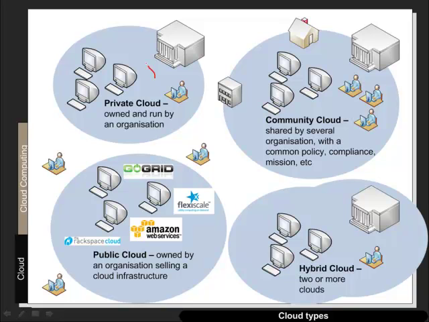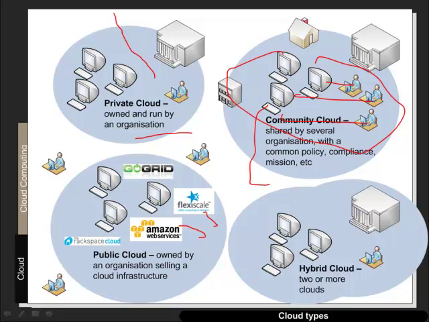So that gives us the concept of a private cloud, which is owned and run by an organization. We can have a community cloud, where several organizations with some sort of common purpose get together and create their own cloud. We can have a public cloud, such as those provided by FlexiScale, Amazon Web Services, Rackspace and GoGrid and so on, where they sell cloud space and cloud infrastructure. And we can also have a hybrid cloud, which has two or more clouds in it.